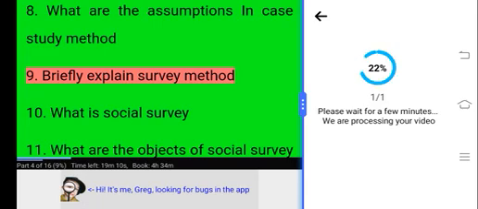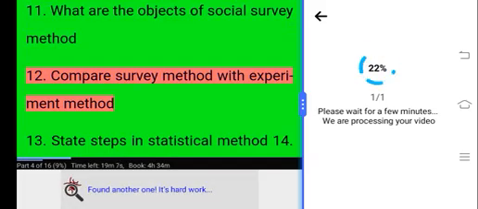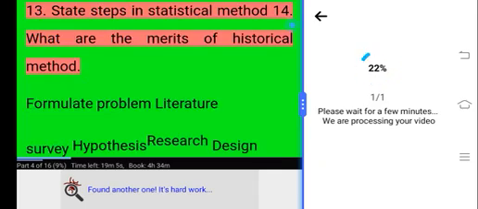9. Briefly explain survey method. 10. What is social survey? 11. What are the objects of social survey method? 12. Compare survey method with experiment method. 13. State steps in statistical method. 14. What are the merits of historical method?